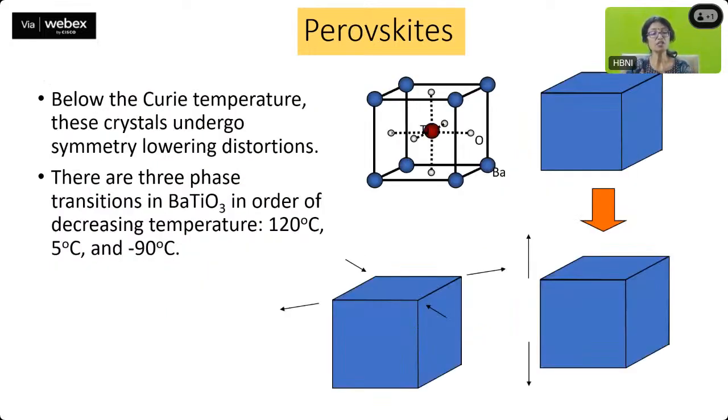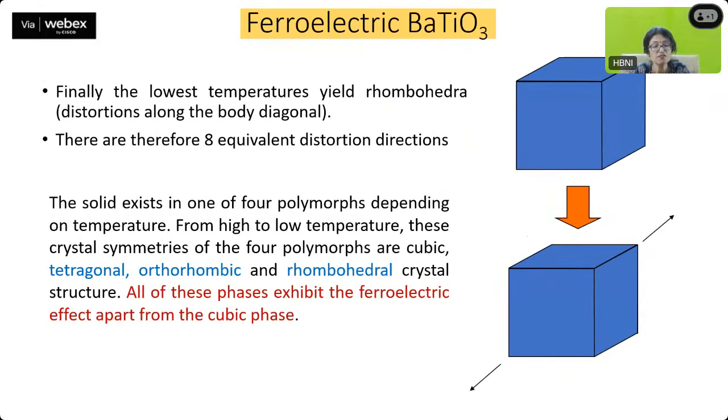Now, below the Curie temperature, these perovskite crystals undergo symmetry-lowering distortion. So different symmetry-lowering distortions you will see below the Curie temperature. There are 3 phase transitions in barium titanate in order of decreasing temperature. At 120 degrees centigrade, you will see a transition. At 5 degrees centigrade, you will see another phase transition. And at minus 90, you will see the other transition. Finally, at the lowest temperature, they will yield a rhombohedral distortion along the body diagonal, as you can see over here. So along the body diagonal, this is the last phase transition which you see in the case of a perovskite material.